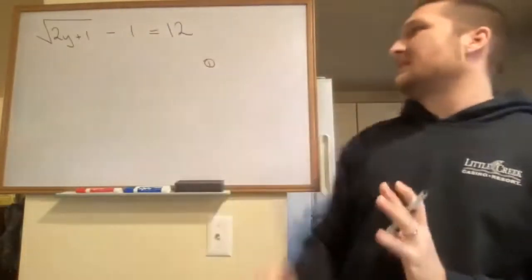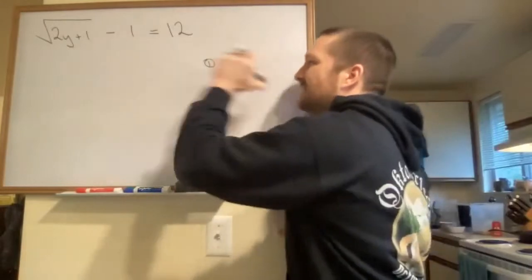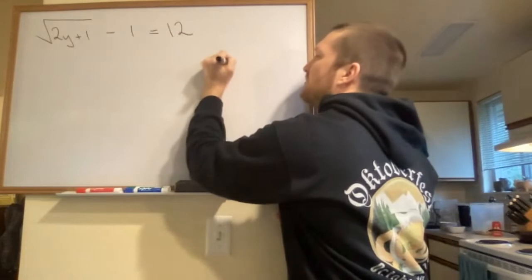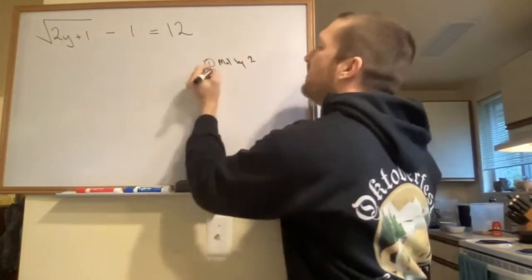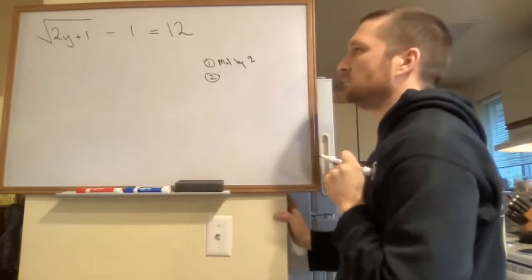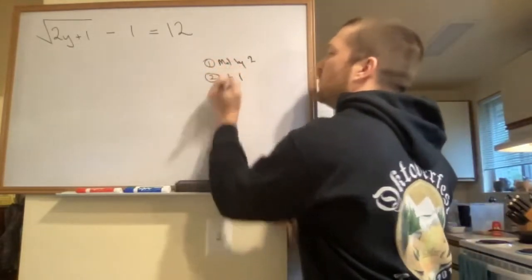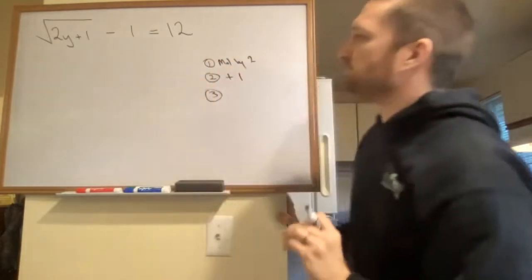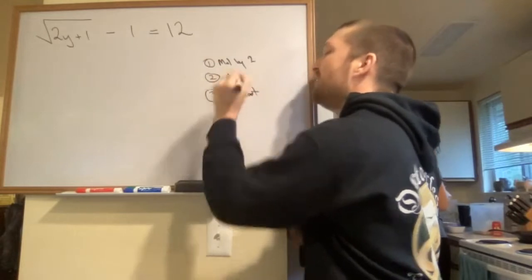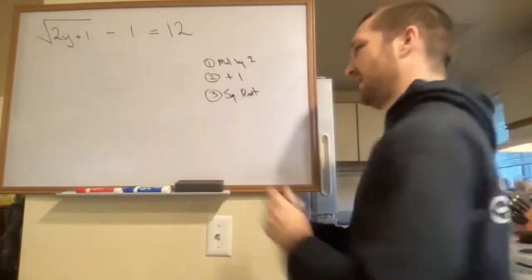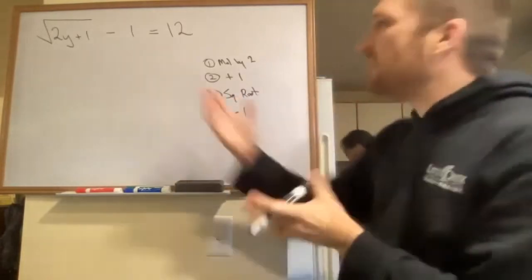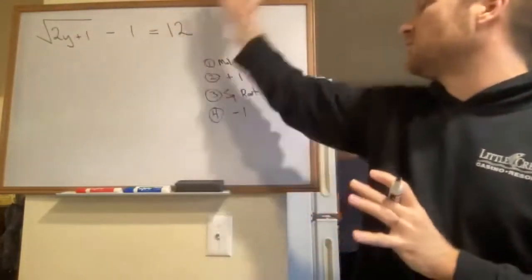What's the first thing that happens to y in this equation? It gets multiplied by 2. Then what happens? Then you add 1. Then what happens? Then it gets a square root taken. Then what happens? Then 1 is subtracted. Then minus 1. Okay, and after that happens, it should equal 12.